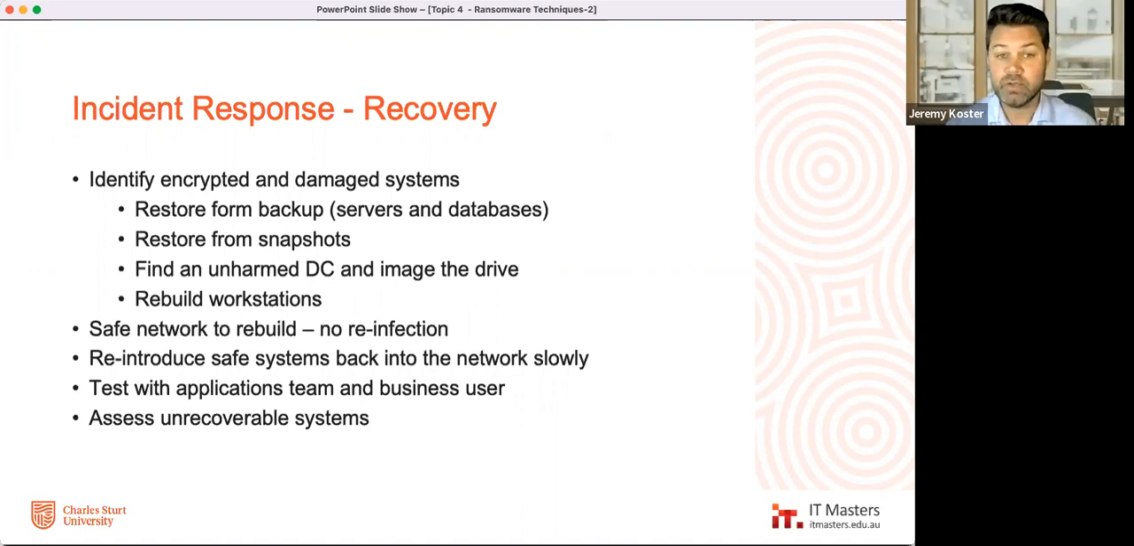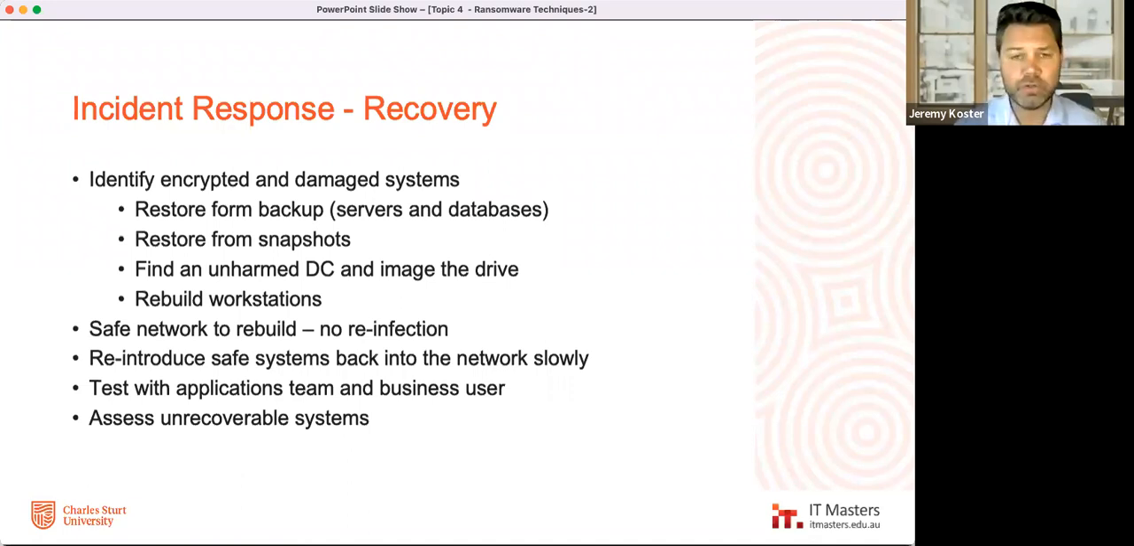unharmed DC. There's a good story in the ransomware files about, I think it was Maersk, where all of their domain controllers were compromised, except for the domain controller in Nigeria, because they were having a network outage down there. So they managed to get the Active Directory database from their server. So that was just fortuitous, but if you find an unharmed DC, image that thing and make sure you've got it backed up. Rebuild workstations.